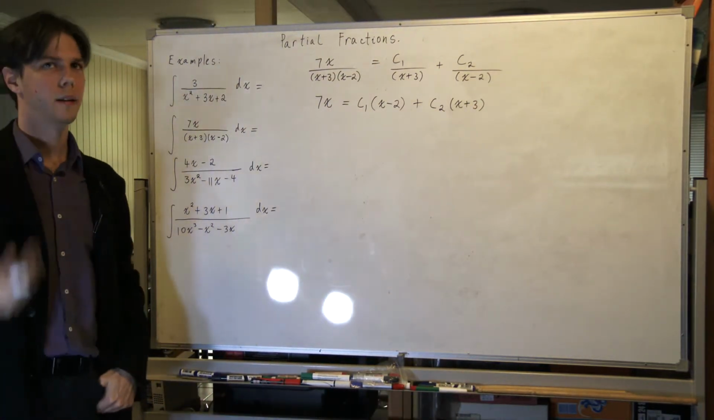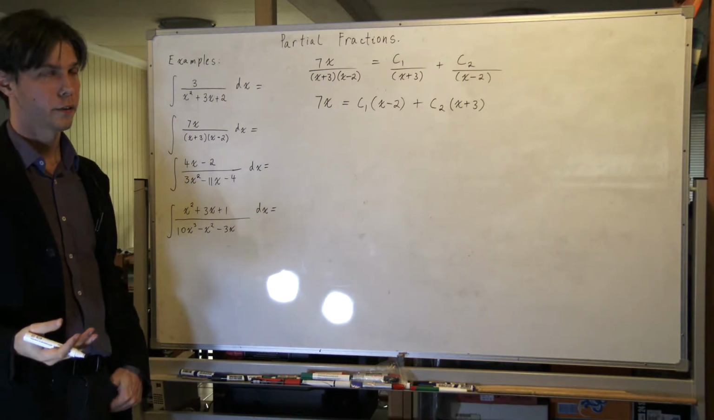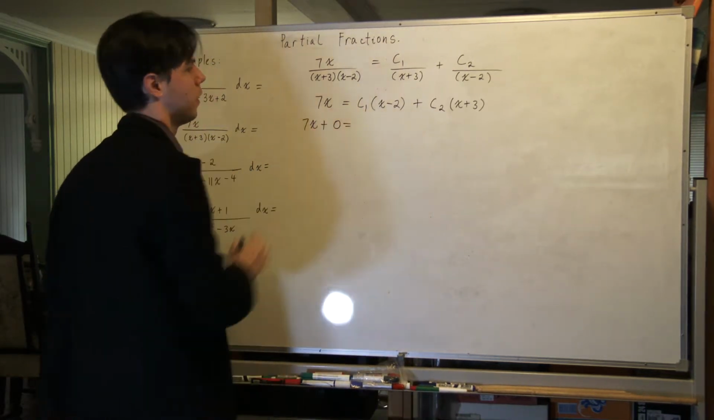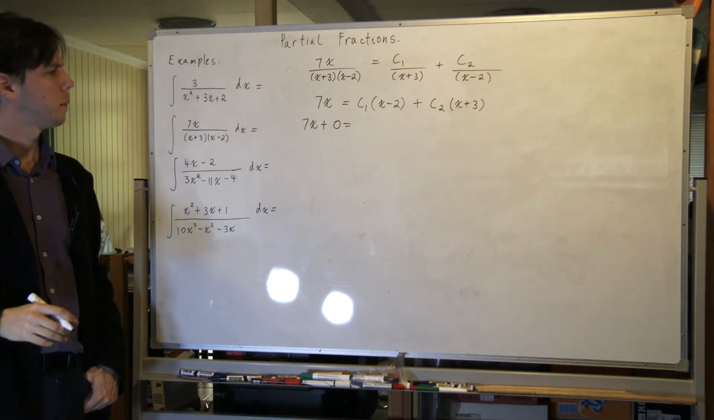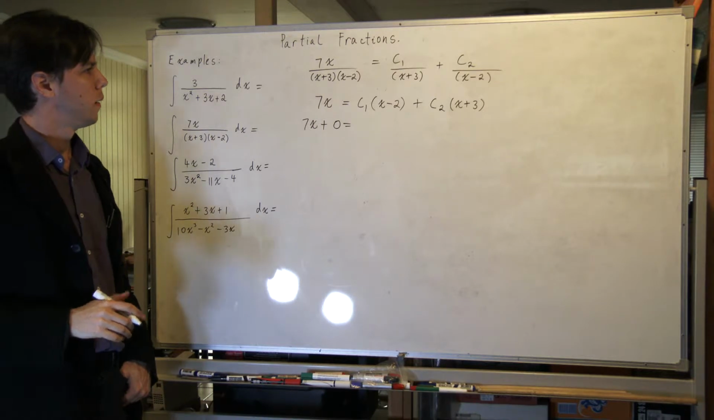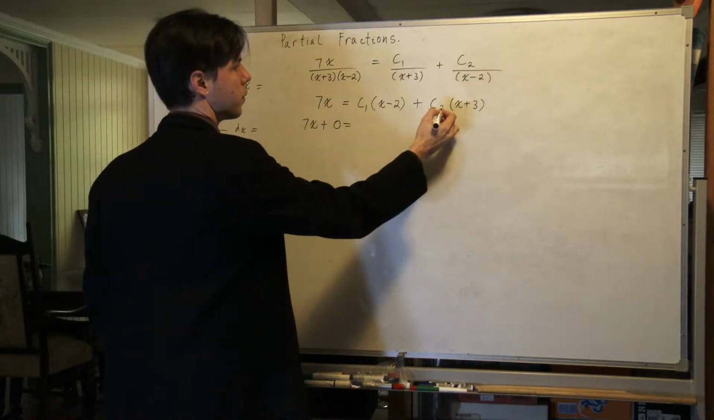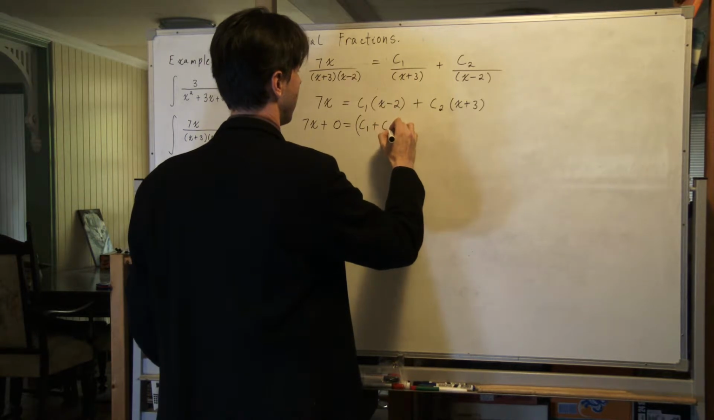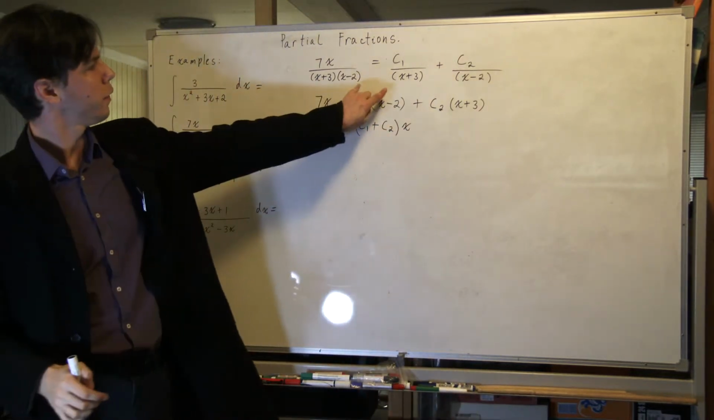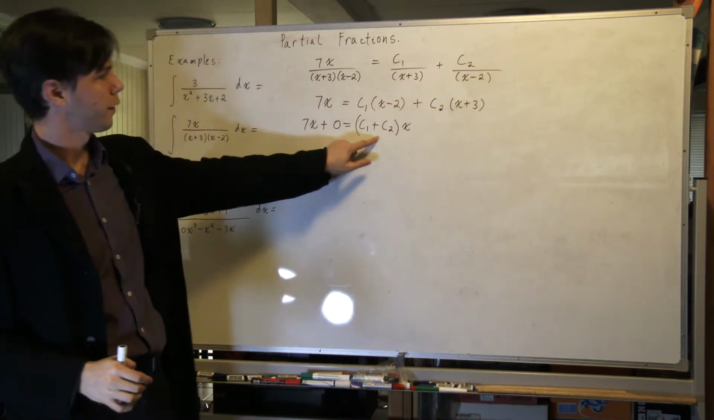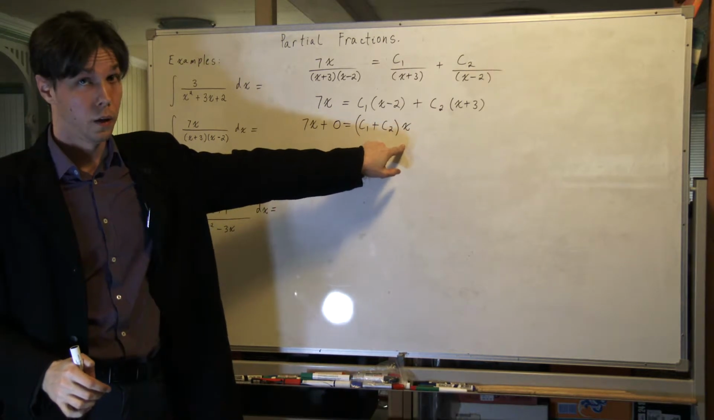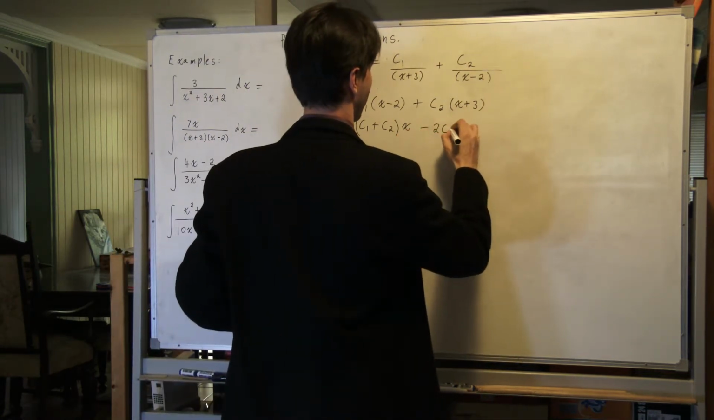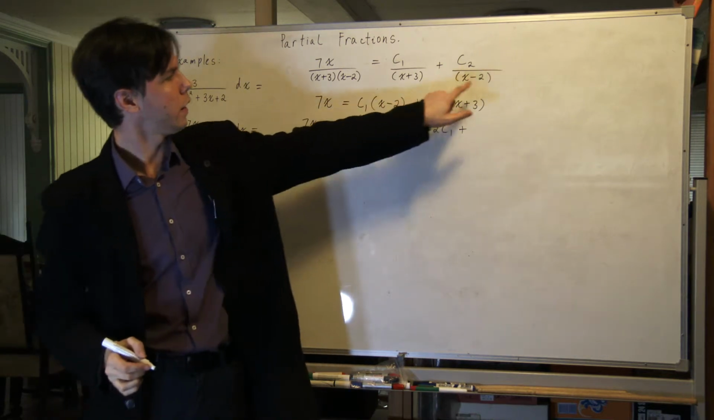All right, so now I see that I have an x term on the left-hand side. That's nice. I'm going to add a constant term of 0, which you can totally do, that's fine. Now I'm going to expand the brackets, so I'm going to have c1 times x plus c2 times x, which we can express as (c1 plus c2) times x, and then I have c1 times negative 2 plus c2 times 3.